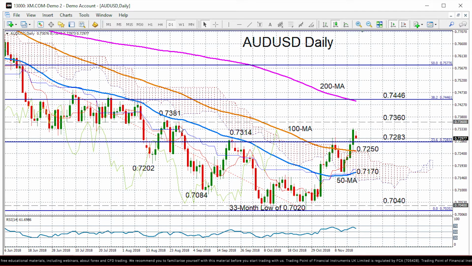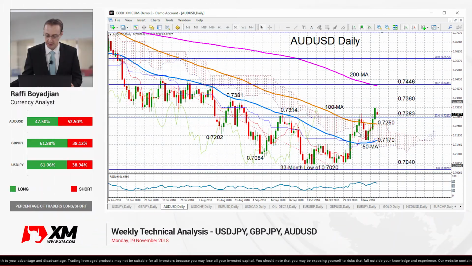That's been a congested area several times in the past. Clearing that, we could then see prices climbing all the way up towards the 38.2% Fibonacci at 0.7446. That's also just above the 200-day moving average, and then above that, we could get signals of the start of a new bullish phase. At the moment, though, the medium-term outlook is starting to look a bit more neutral, and we're seeing an easing of that negative pressure.